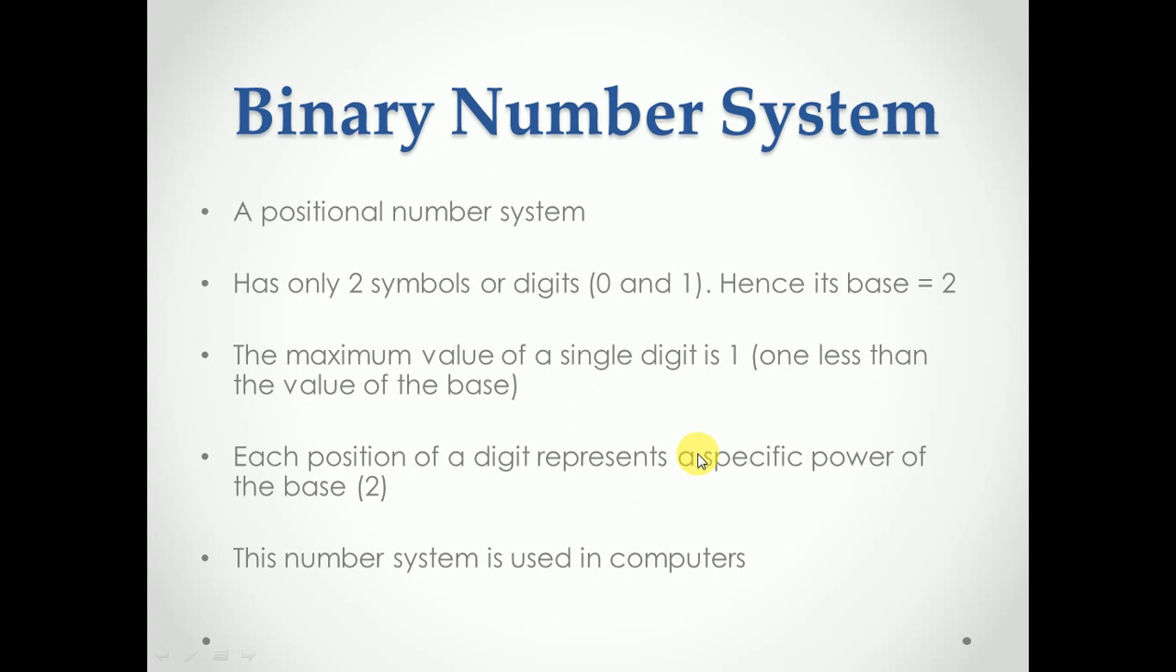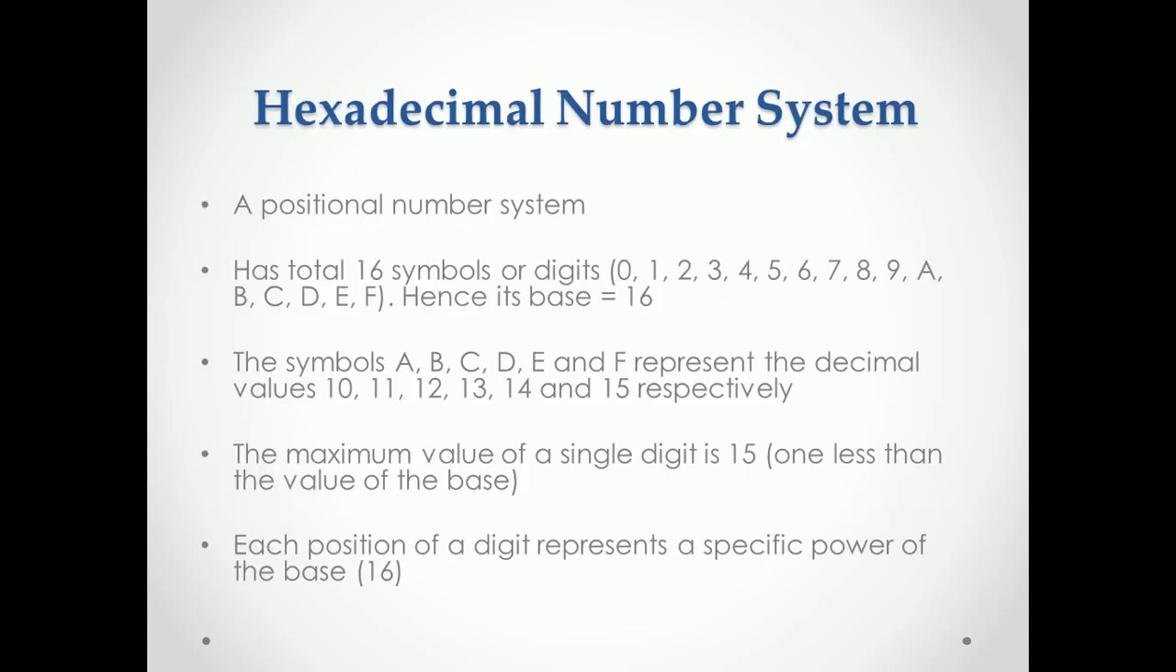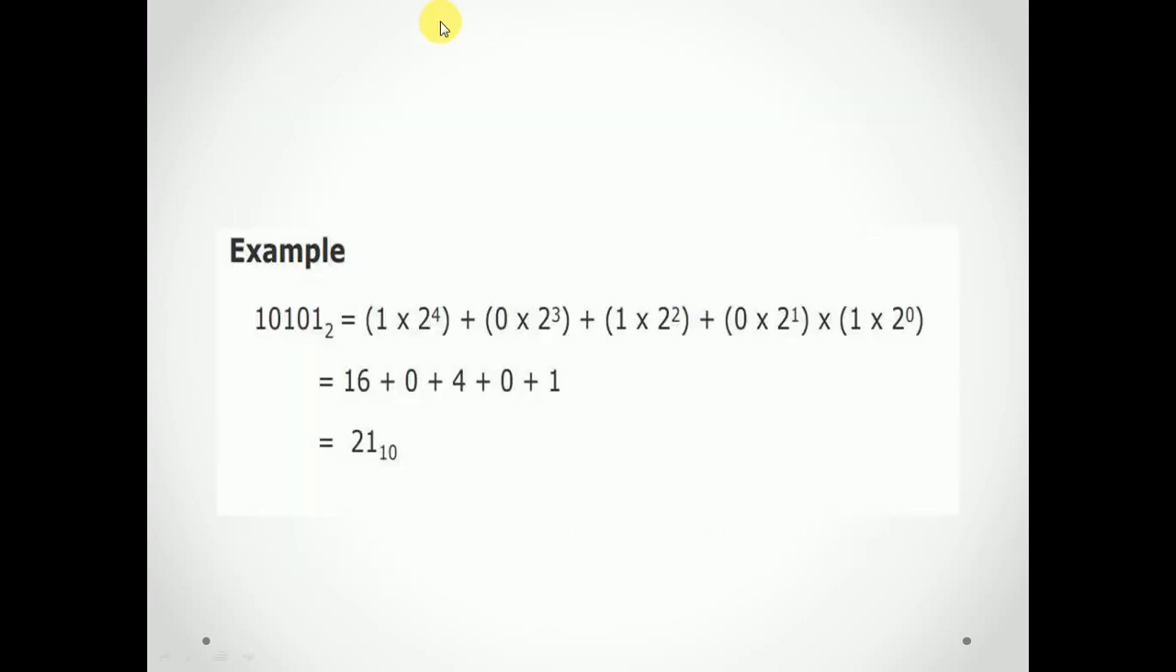Each position of a digit again represents a specific power of the base. The format of writing this description is the same in the decimal, binary, and hexadecimal number systems. This binary number system is used in computers. This example we will solve next week, because if you don't understand the process, you cannot solve it. Just remember, this is how a binary number is written: 10101 to the base 2.